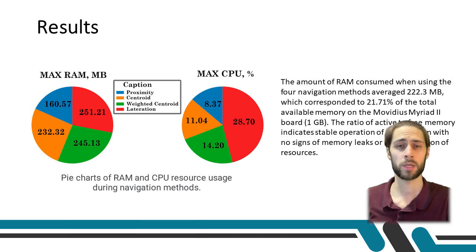160.5 megabytes and has an impact on the processor which is estimated at 8.4%. Lateration has the maximum RAM reservation indicators, 252 megabytes, and the impact on the processor is 28.7%. In both cases, the value is a moderate load on the processor cores in the context of determining the current position of the quadrocopter DJI Tello EDU in the local environment.